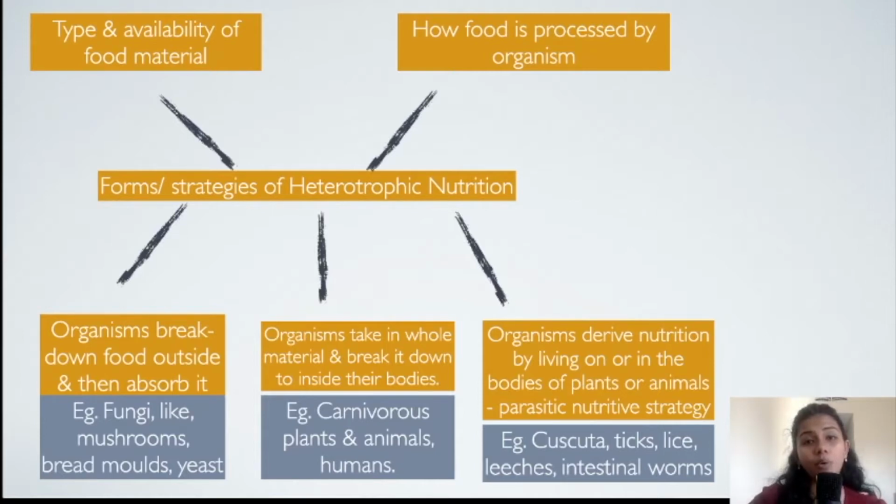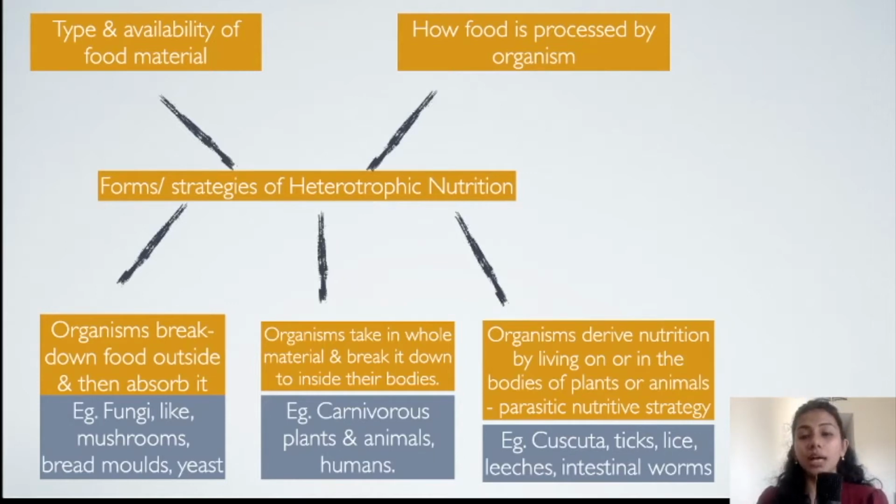Another form is one in which organisms take in whole material and break it down inside their bodies. That means in the first case, digestion happens outside the body, and in the second case, digestion happens inside the body. We are the classic example, and also other animals and even carnivorous plants. There are some insectivorous plants which take in flies or ants and then break them down inside their bodies.